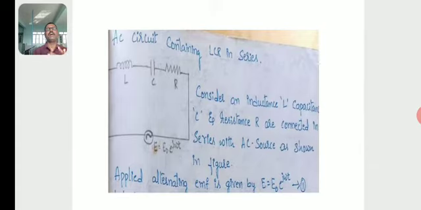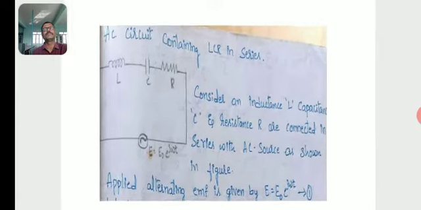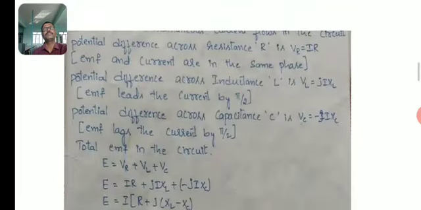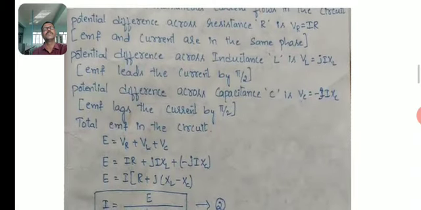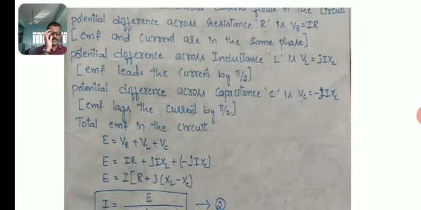That means the EMF applied across the combination, E is equal to E naught e to the power of j omega t. Let this be equation number 1. We consider the potential difference across resistance R, then the potential difference across the inductance L, then the potential difference across the capacitance C.